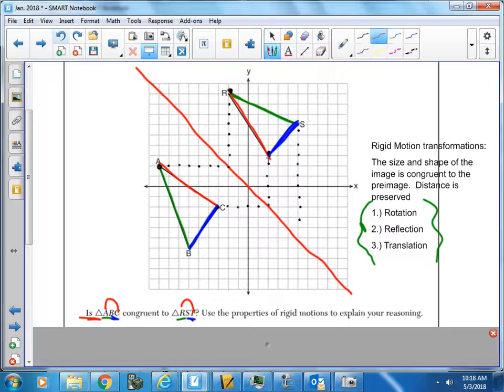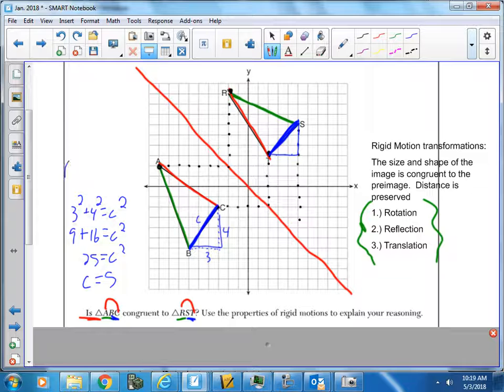So what I did was find the length of those sides. I just made a right triangle from B to C and from T to S, right here. Now this side is going to be 3, this will be 4, and this is going to be the hypotenuse. You could use the distance formula to find this side, or you can use this method I'm showing you. So 3 squared plus 4 squared is equal to C squared. 9 plus 16 is equal to C squared. 25 is equal to C squared. So C is equal to 5. So our BC is equal to 5.